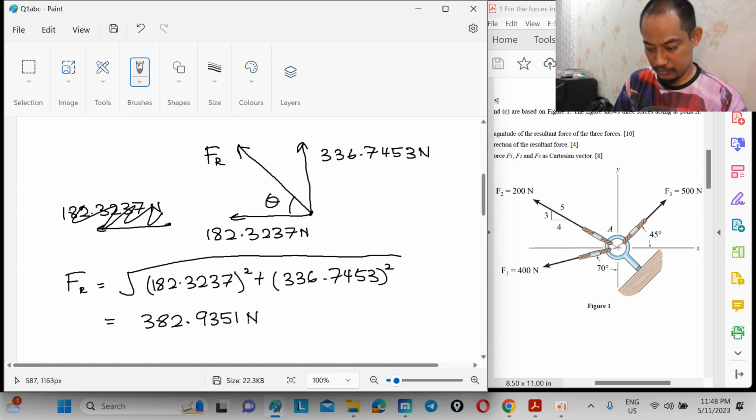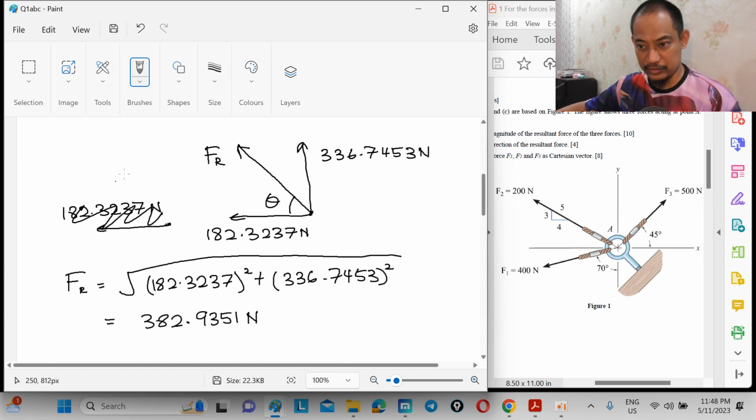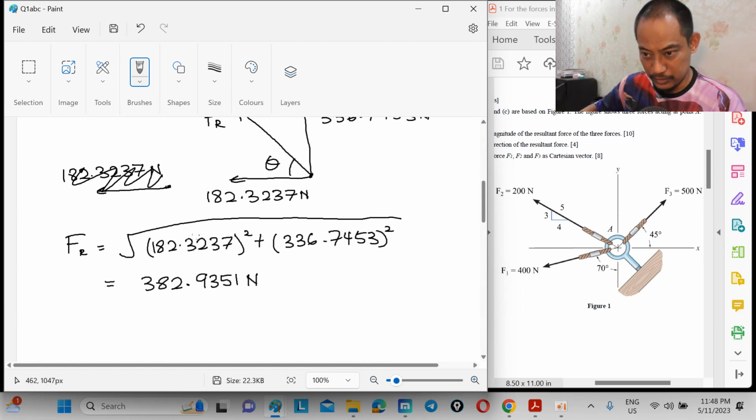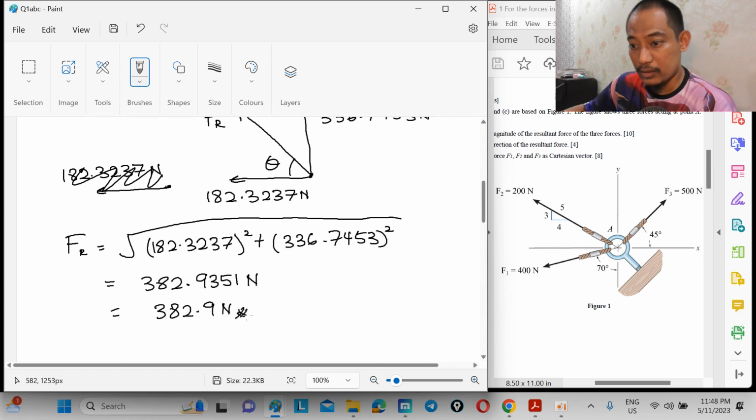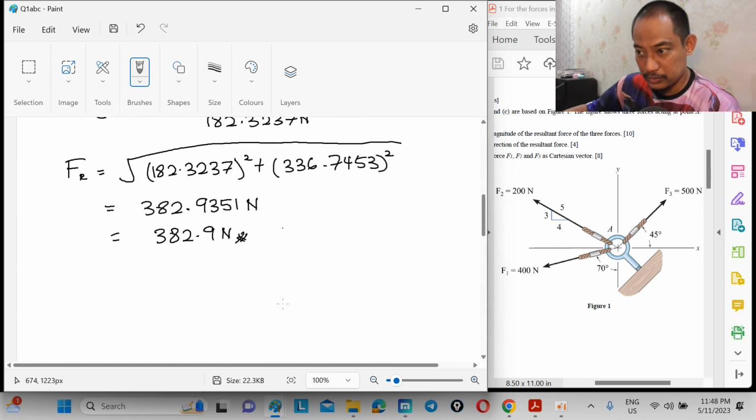Verifying: square root of 182.3237 squared plus 336.7453 squared is 382.9351. Of course, as the final answer, we normally don't take that many significant figures, so 382.9 can be the final answer. That's part A.